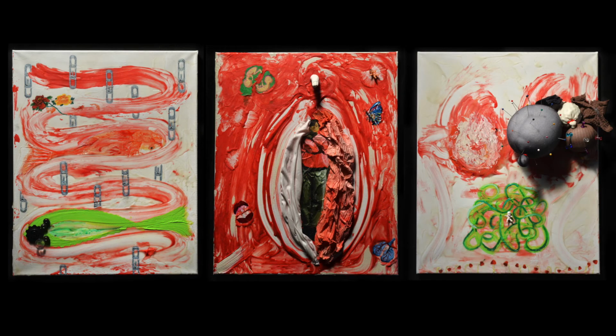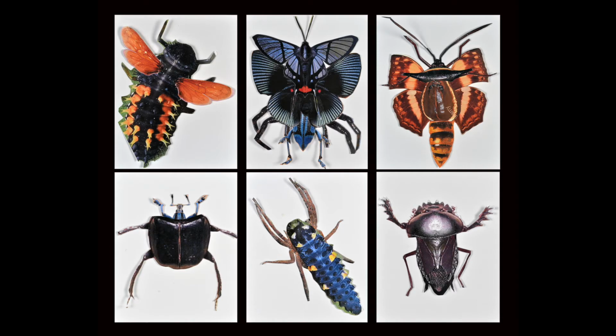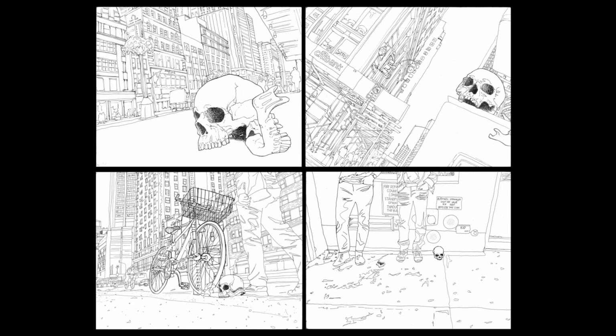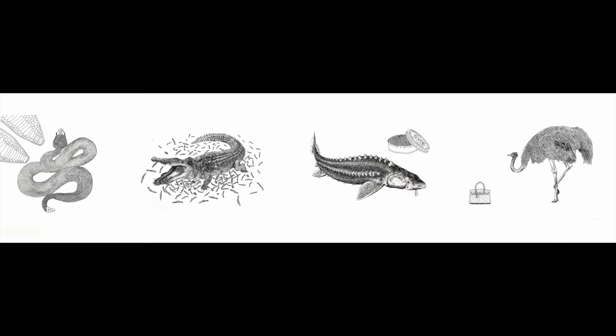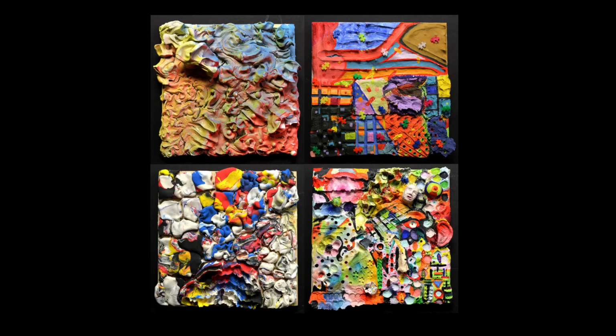This one is abstract. A series of bug collages. Here are 4 pen drawings where the skull in each city setting ties them all together. This series is about animals and the fashion products that they're used for. Again, 3 that are more abstract.